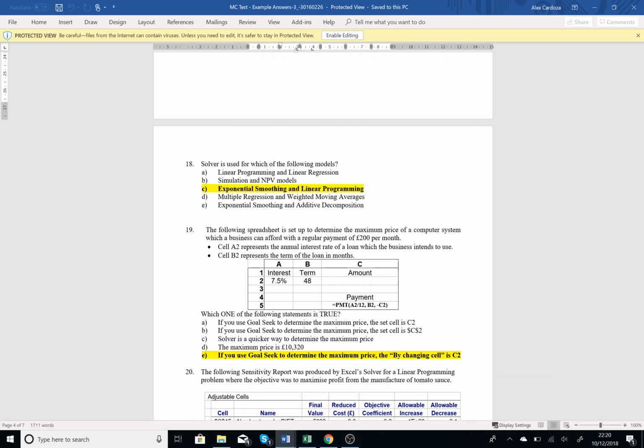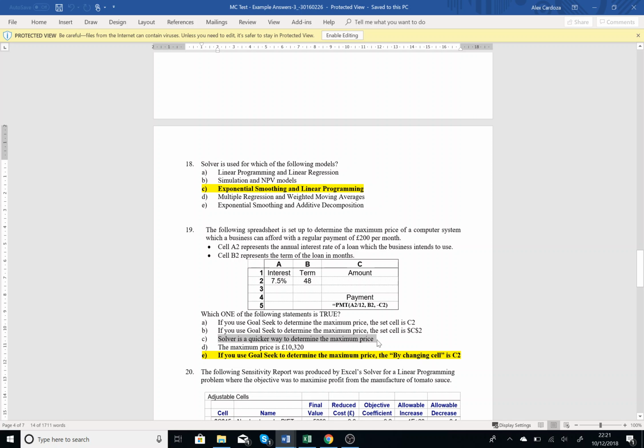Which one of the following statements is true? If you use Goal Seek to determine the maximum price, the set cell is C2. No, the set cell is not C2, because you have to change cell C2. We're changing cell C2 to get to the maximum price that we can choose. So that's wrong, and the next one is exactly the same, so that's wrong as well.